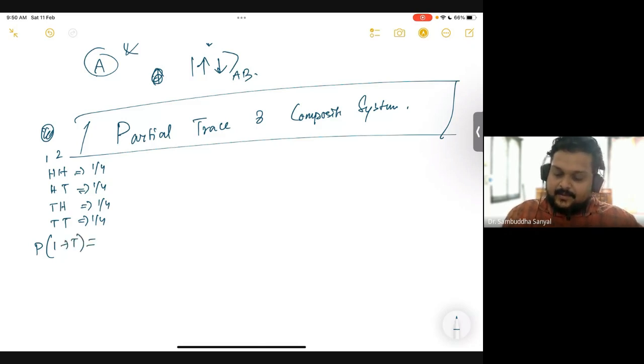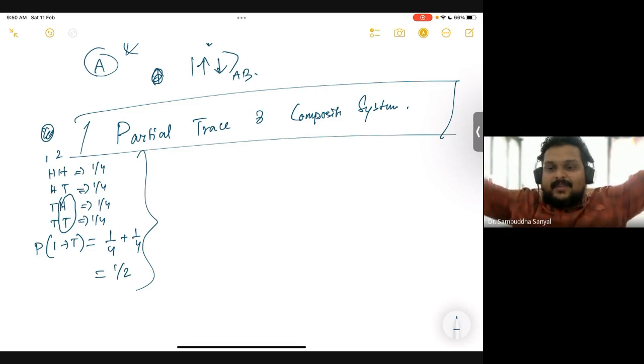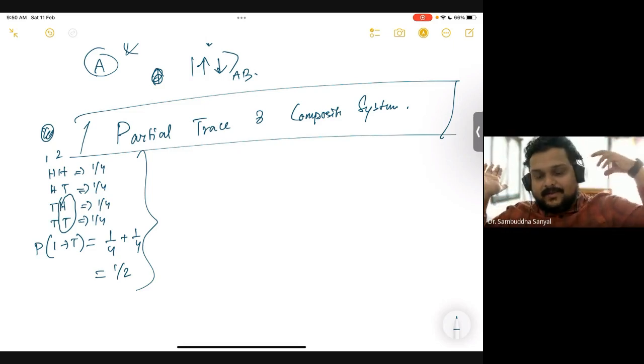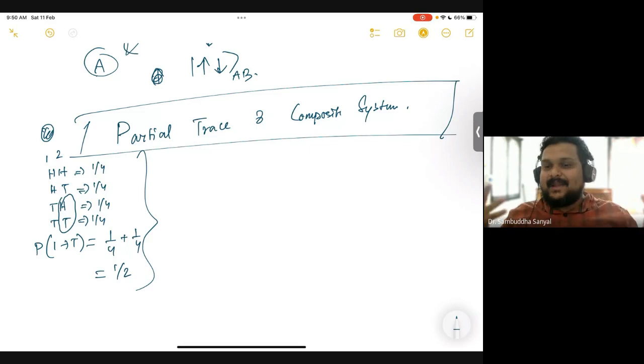How do you calculate the probability? You sum over that subspace of this whole space which is tail in the first coin. And that is 1/4 plus 1/4, that is half. Very normal thing. You can calculate the probability of the first coin being tail by summing over the configuration space of the part which is tail. And you have seen this idea in many different cases.